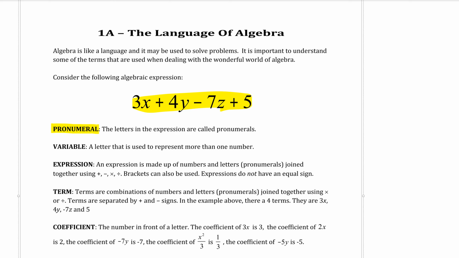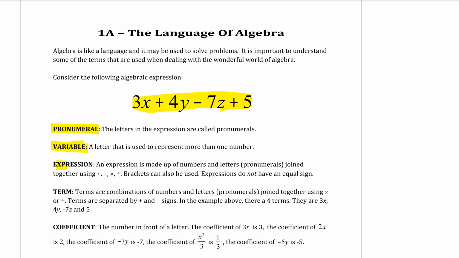Then the next one, variable. Now, the pronumeral that is in there, the reason we put letters in there is because it could change. We could change the value of that letter depending on what the situation was. Sometimes X could be 2, sometimes X could be 10, sometimes it could be -5, whatever. And that's why it is called a variable, because it could represent more than one number, okay?